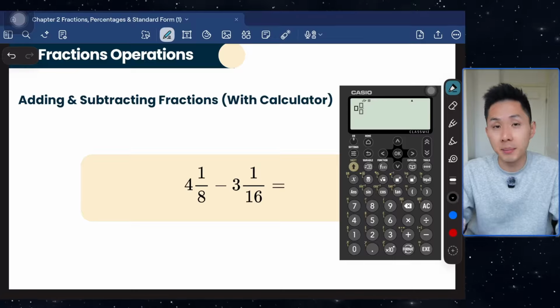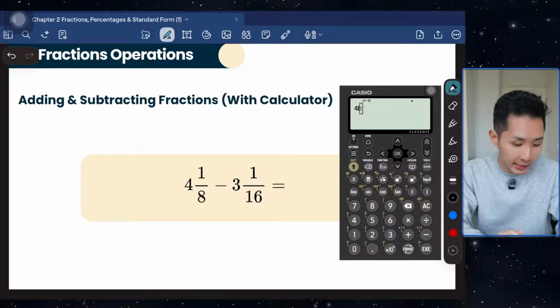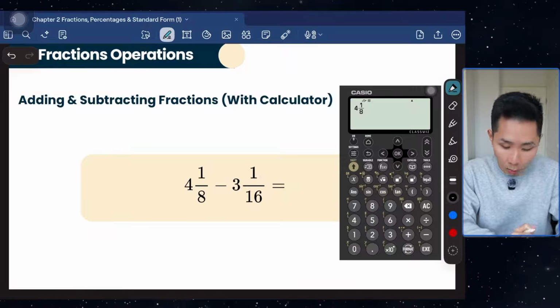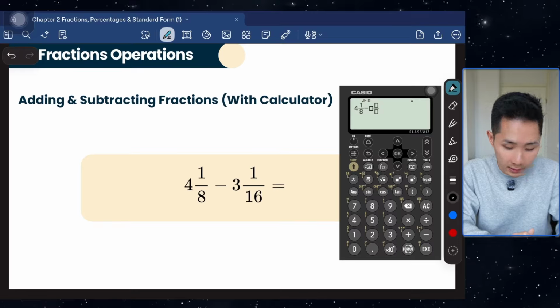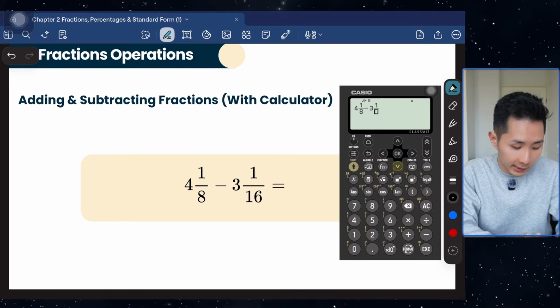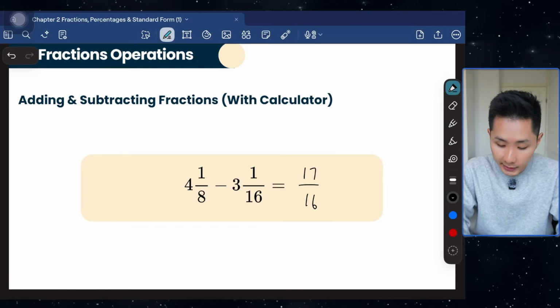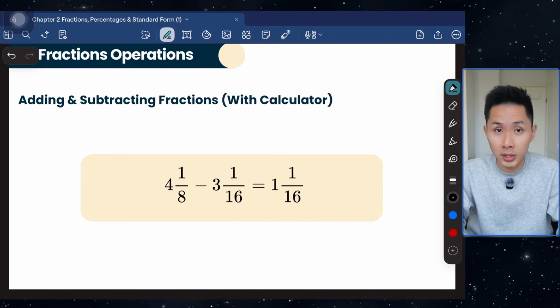That's when you have the mixed number operator placeholder, and then I will just key in my value for 1 over 8, and then once again minus, press the shift button and fraction 3, and then 1 over 16, and then press execute. That's when you have 17 over 16. Alright, that's how you use a calculator to do addition and subtraction for fractions.